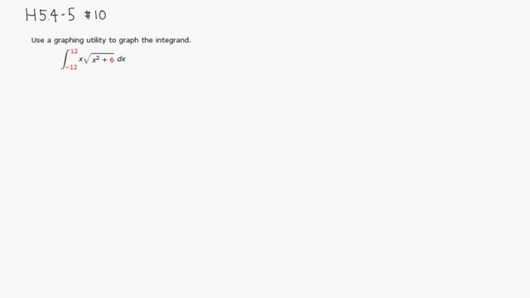In order to make sure that this is an odd function, I'm going to call this f of x, and let's make sure that it is odd. If you plug in negative x, you will get negative x times the square root of negative x squared plus 6. Negative x squared is just x squared, so this is negative x times the square root of x squared plus 6. You can see that this is the negative of the original function.